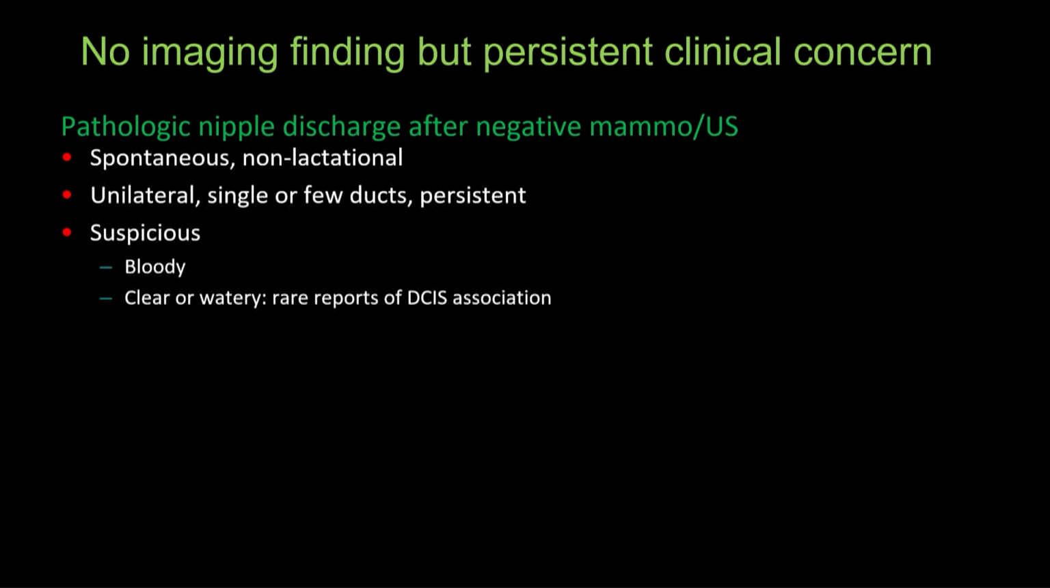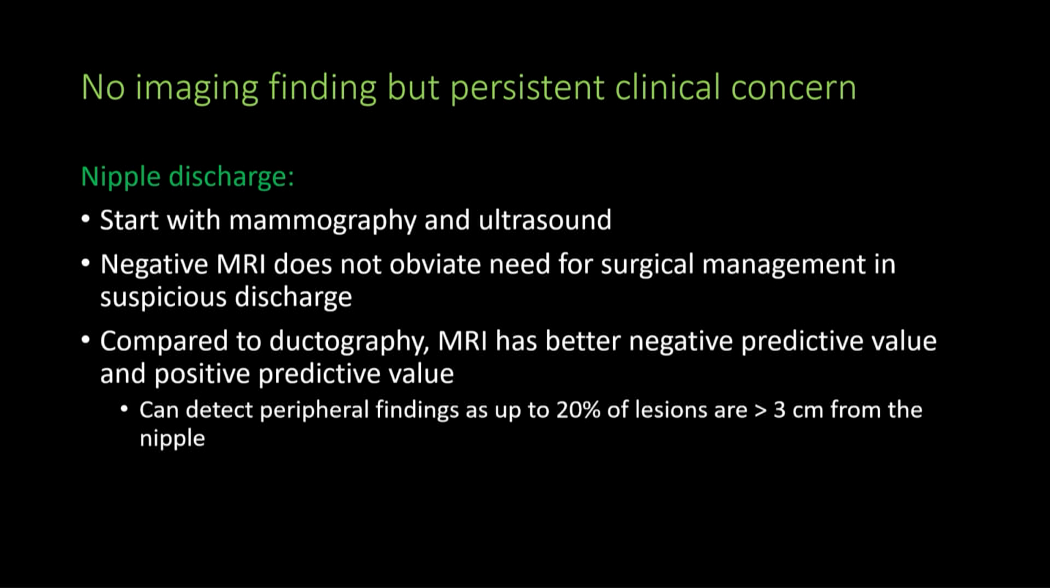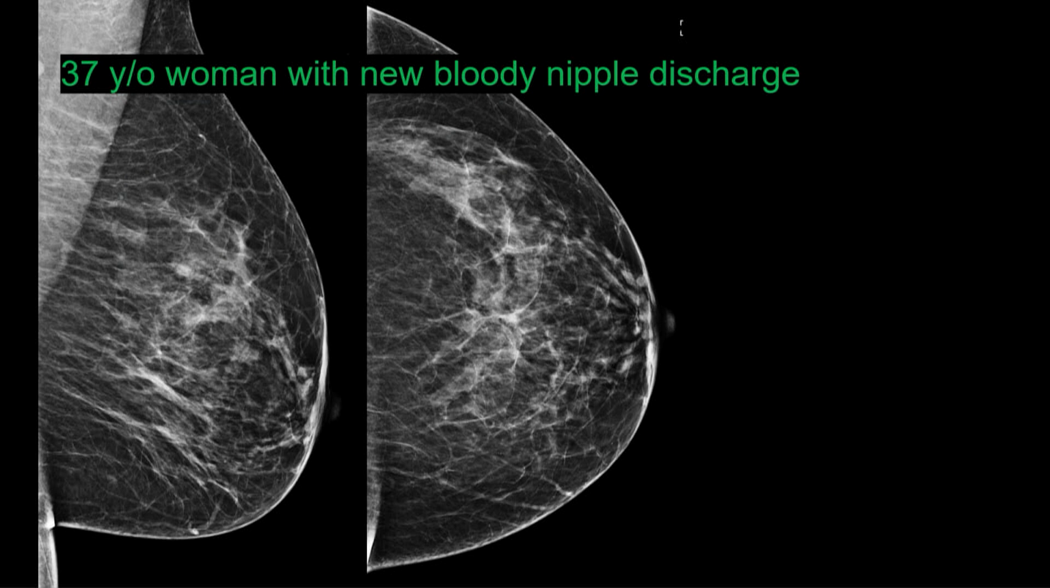So we'll start with pathologic nipple discharge, and this is when there's spontaneous, unilateral, single duct, bloody, clear, and watery discharge. This is pathologic nipple discharge. We start with mammo and ultrasound. Negative MRI does not obviate the need for surgical management in suspicious discharge. We don't do ductography anymore. I think the last one I did was in 2016, and that's because MRI just has a better negative predictive value and positive predictive value. But not only that, MRI can also detect peripheral findings, as 20% of these lesions are greater than 3 centimeters away from the nipple. So this is a nice example.